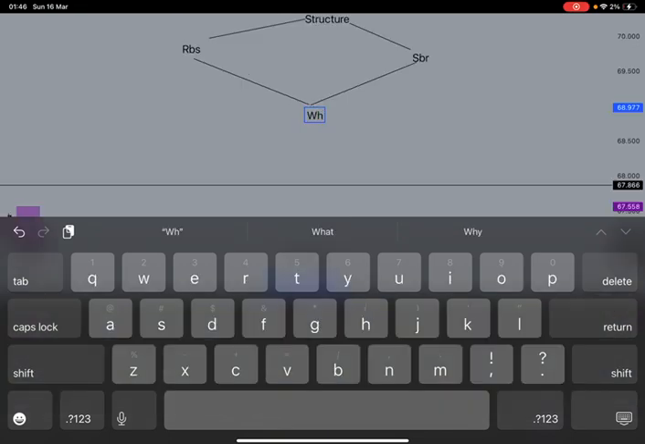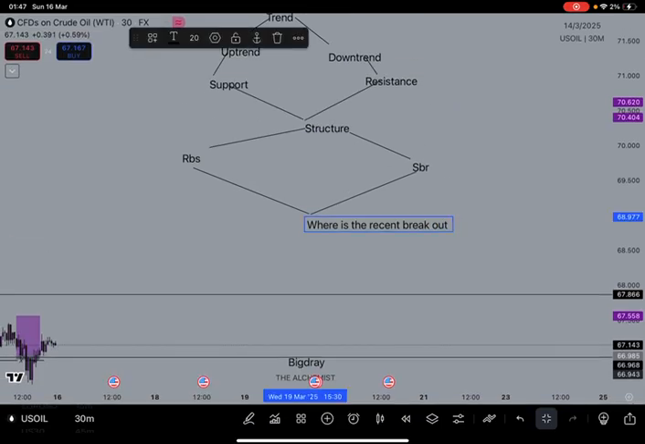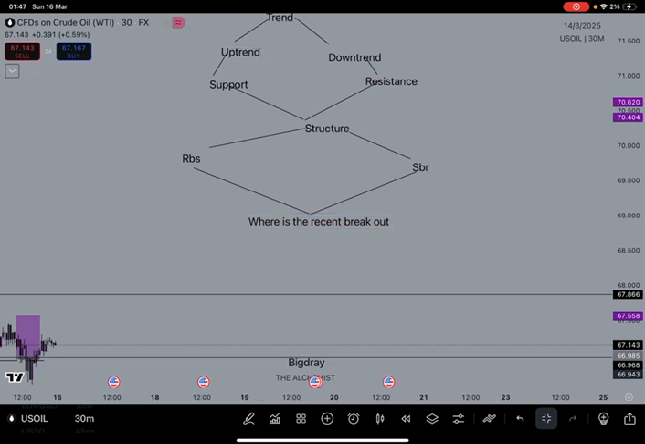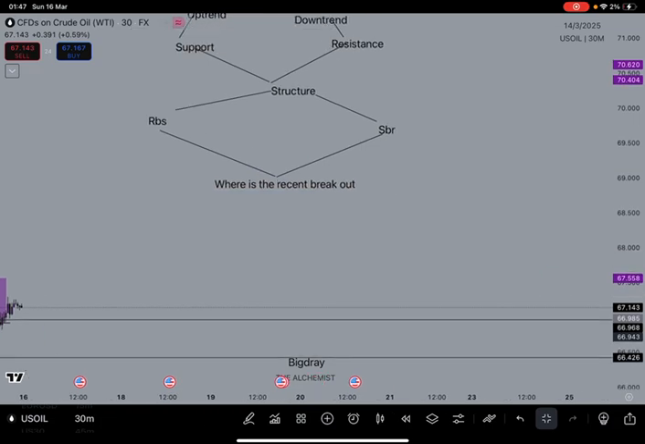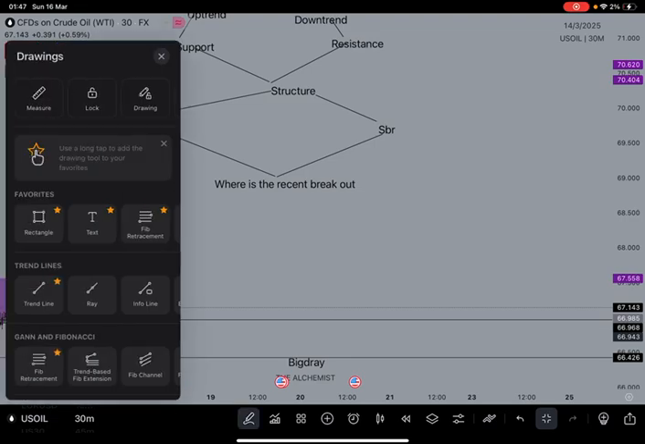Where is the recent breakout? That is my first lookout. Where did the recent breakout happen? You might have this.